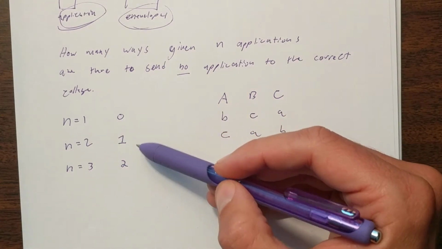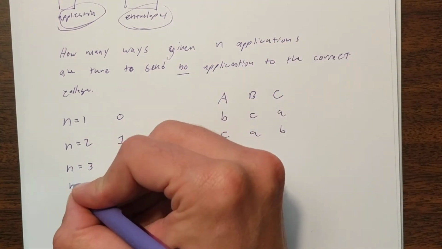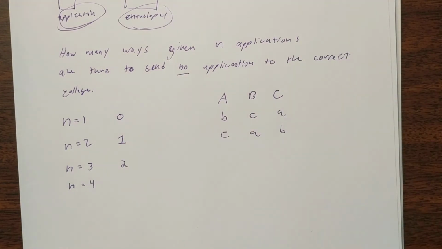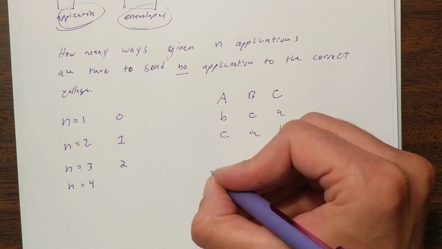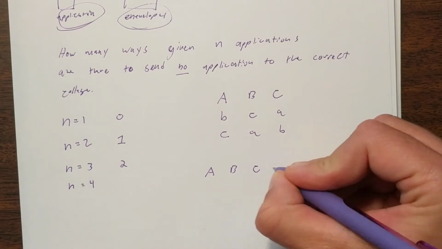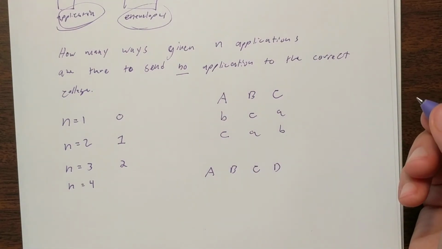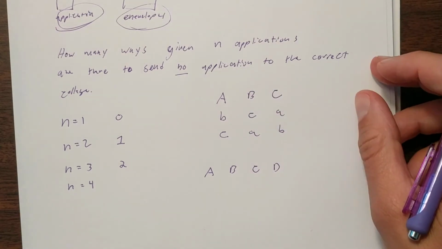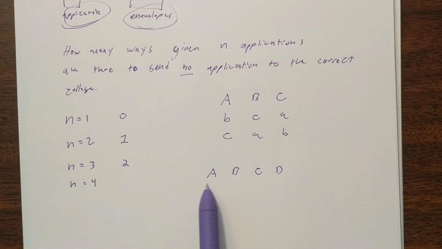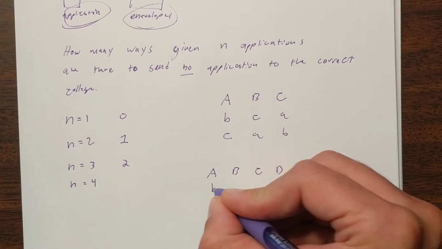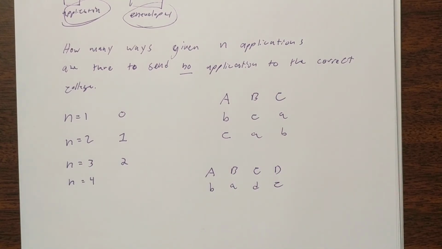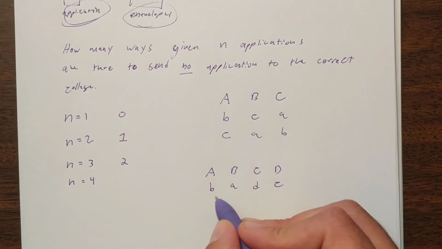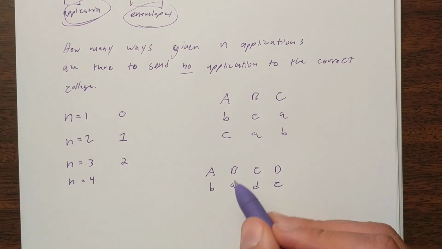So again, this pattern is looking pretty lame. In fact, though, this is a very interesting pattern, and I want you to continue it, okay? So what about if there are 4 envelopes, A, B, C, and D? Well, here's an example. I could do B and A, but then I could do D and C. That would be fine.